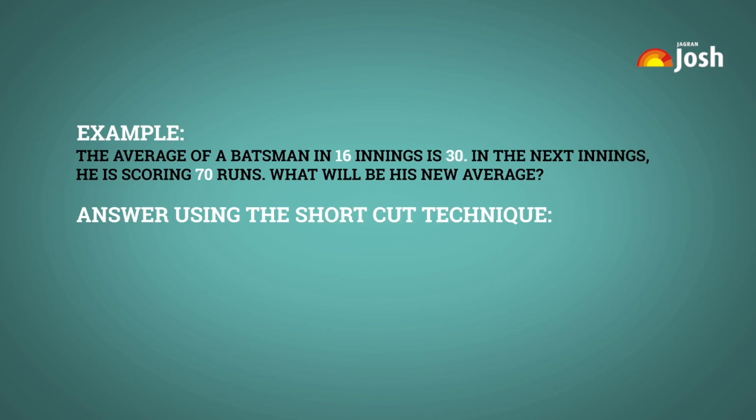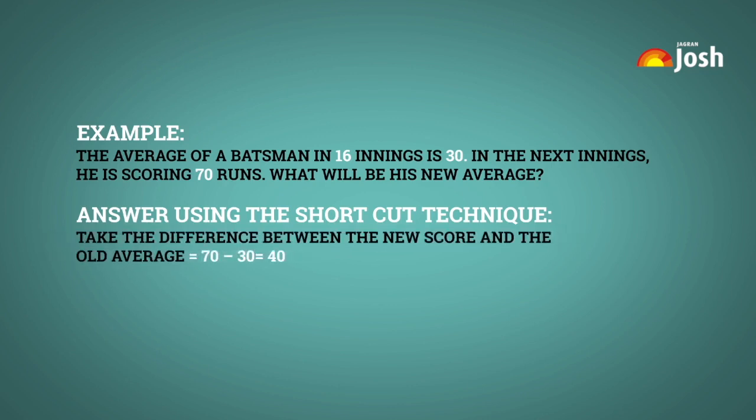The steps that we told you earlier in the shortcut technique shall now be applied to this example. So the first step we told you in the shortcut technique was calculate the difference between old average and new number. In this case of the example, it would mean 70 minus 30, which is equal to 40. That is the difference between the new score and the old average is equal to 40. The second step is to divide the difference by the sample size for average.